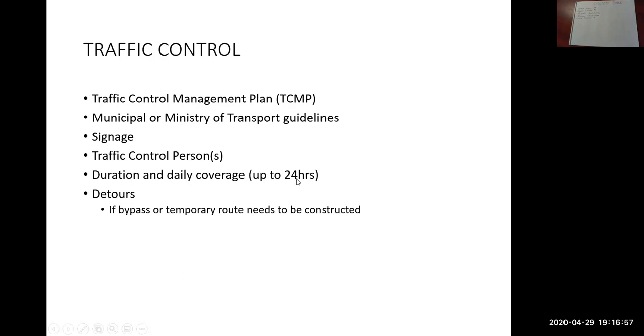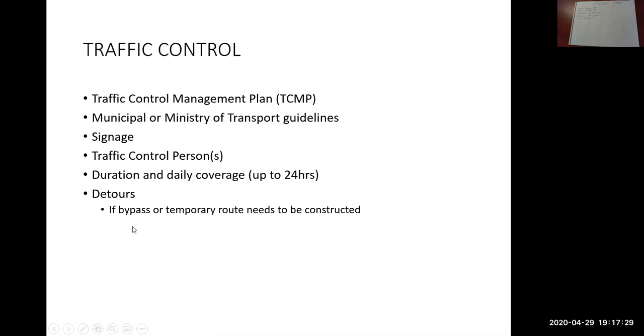So it depends on your work hours. It'll depend on, do you have a road closure where the road is closed overnight? Maybe you need light plants to show the traveling public at night that the road is closed. So there's all sorts of things to keep in mind there.